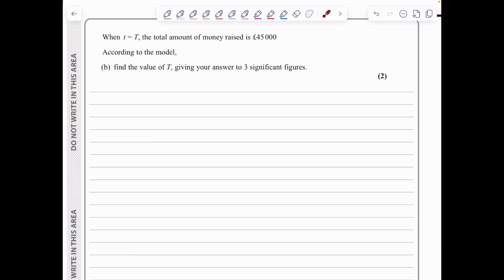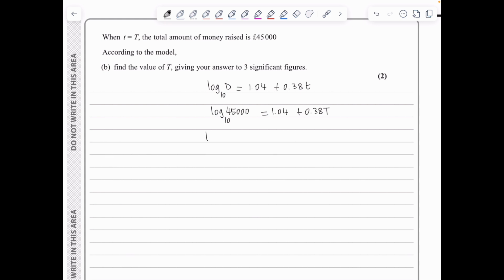In part B, we are told that when t is capital T, the total amount of money raised is 45,000, and we need to determine the value of capital T to three significant figures. So we were given that log of d base 10 is 1.04 plus 0.38t, which means that now that d is 45,000, we are looking at the log of 45,000 base 10 is 1.04 plus 0.38 capital T, and I need to solve for capital T.